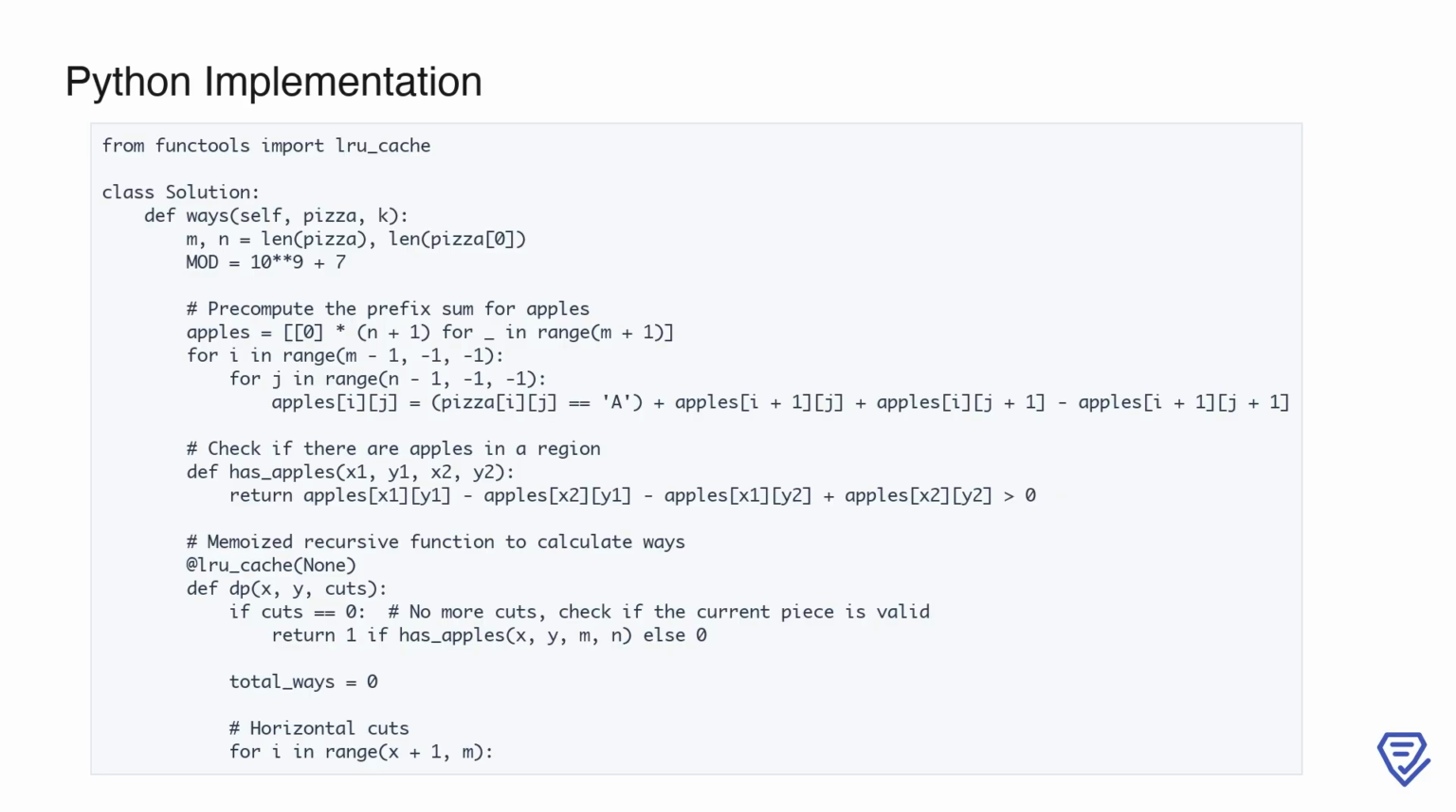Next, we define the helper function has_apples, which checks if a given subregion contains any apples using the prefix sum array. This is a key utility for determining whether a piece of pizza is valid. Finally, we set up our memoized recursive function dp, which takes the current position, x, y, and the remaining number of cuts as arguments. If no cuts are left, we simply check whether the current region contains apples and return 1 if it does, or 0 otherwise. We also initialize total_ways to accumulate the number of valid ways to make the cuts.